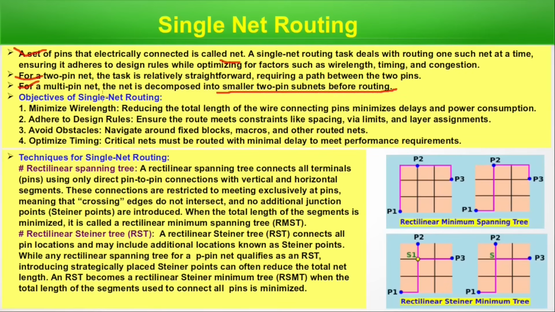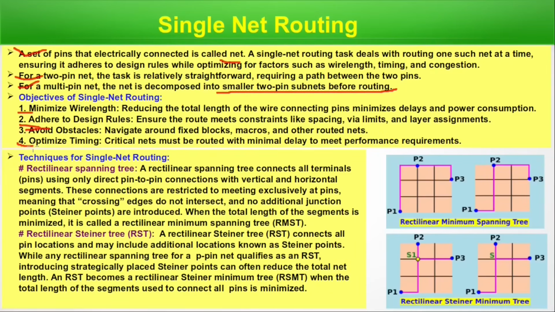So, the objectives of single net routing are minimizing wire length, reducing the total length of the wire connecting pins, and minimizing delays and power consumption. Adhere to design rules: ensure the route meets constraints like spacing, via limits, and layer assignment. Avoid obstacles: navigate around fixed blocks, macros, and other routed nets. Optimize timing: critical nets must be routed with minimal delay to meet performance requirements. So these are the objectives of single net routing.